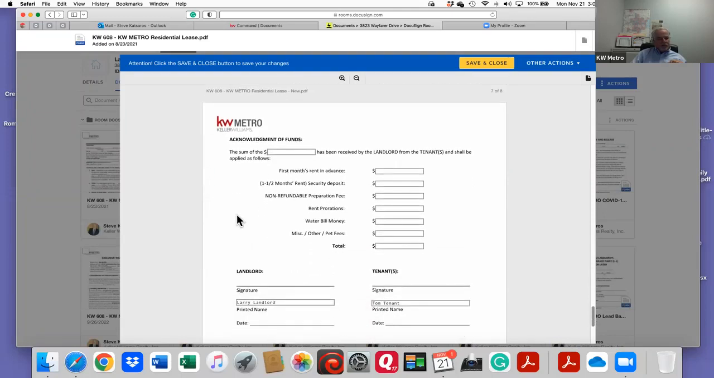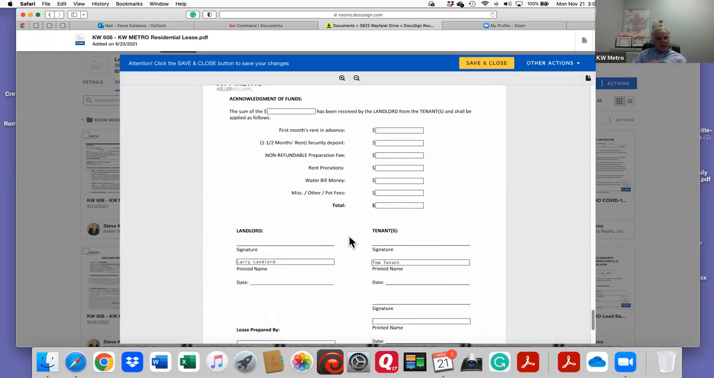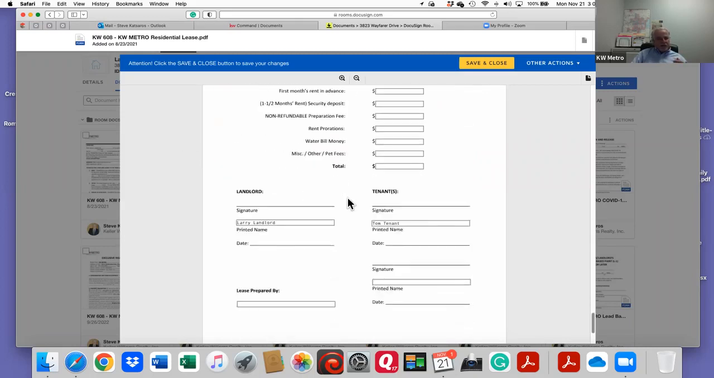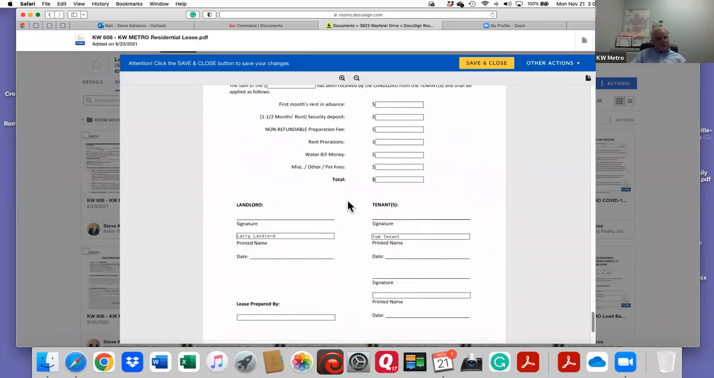Here's a closing checklist. We also have an additional closing settlement sheet, but this is where you put the monies and have everybody acknowledge what the monies are, where and how they're going to be handled, whether you're prorating rent, any non-refundable fees, pet fees, cleaning fees. Things like that would all be documented here. So we made that part of the lease so you don't forget to do it.